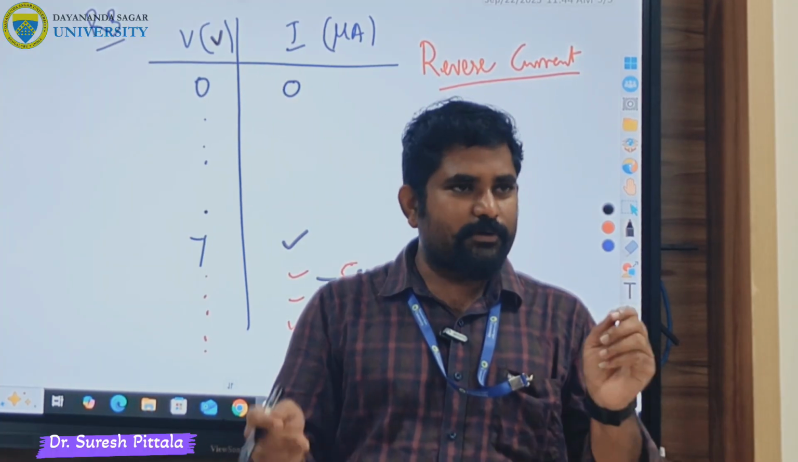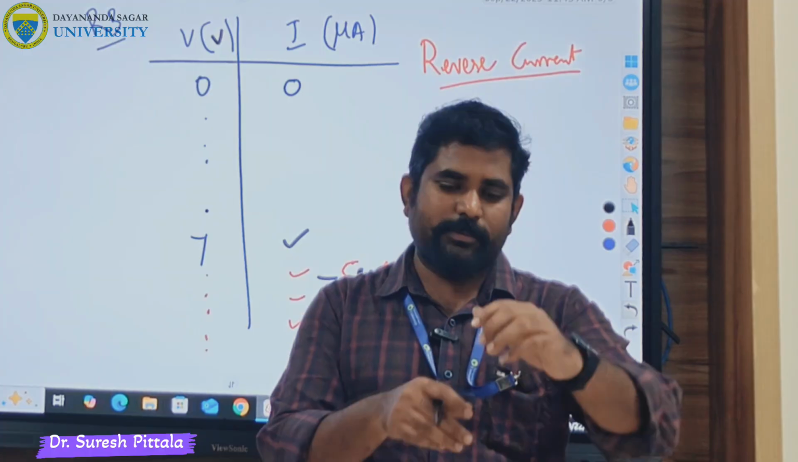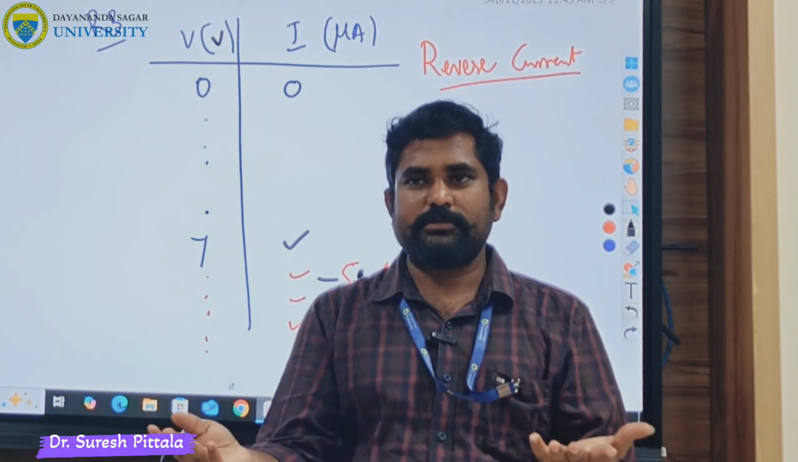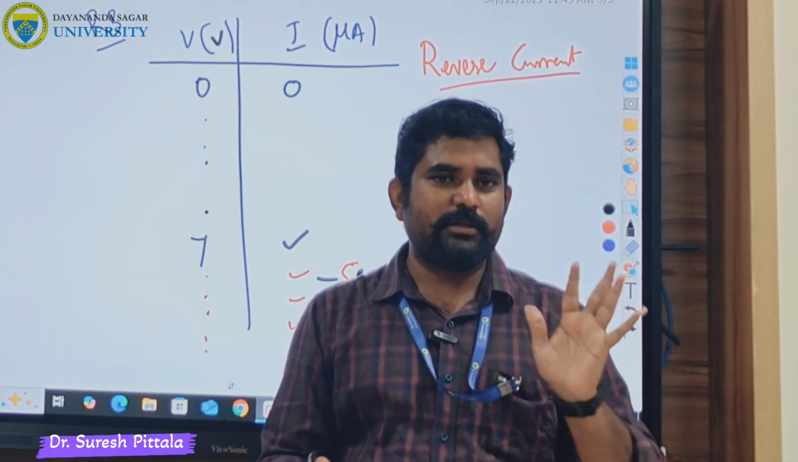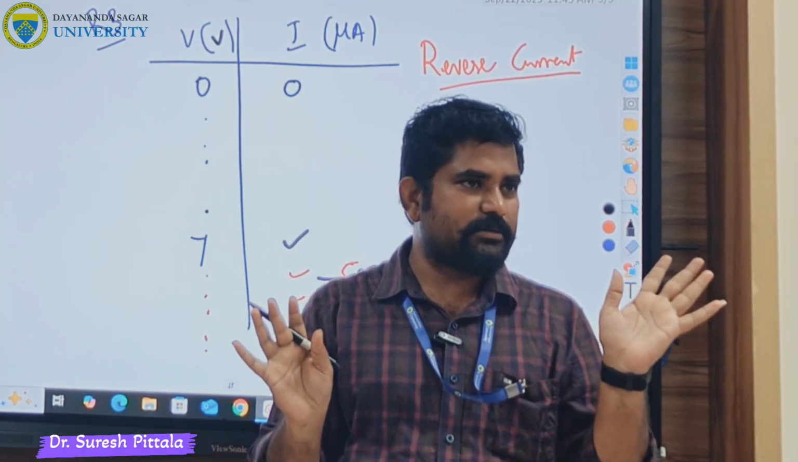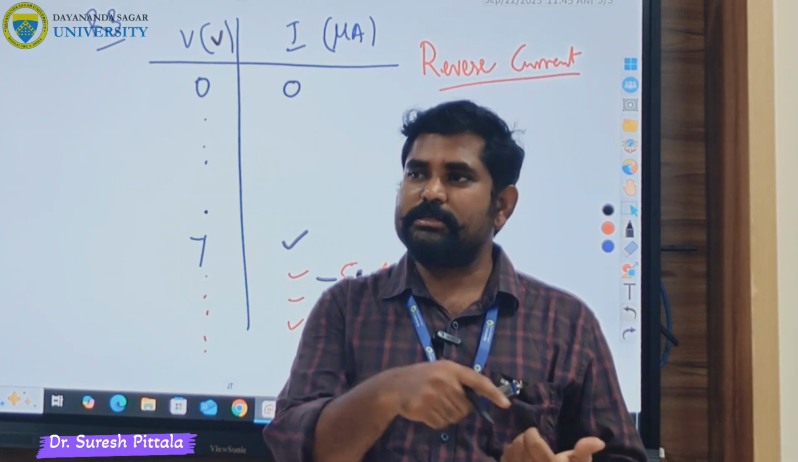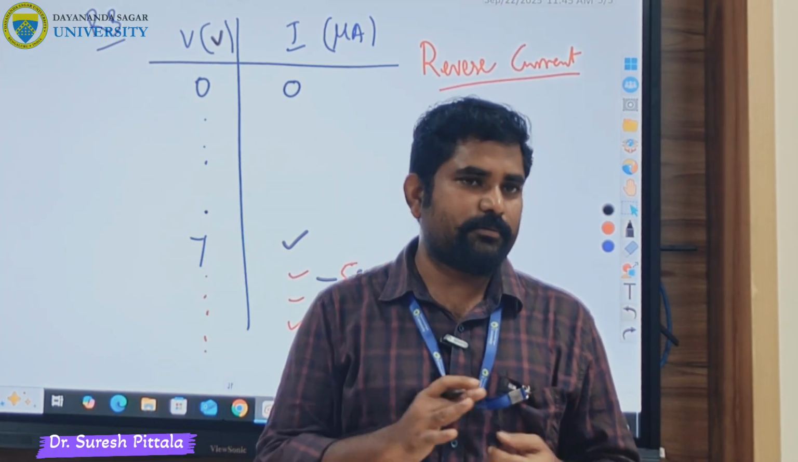Enough. Then you connect to the reverse bias, you know how to do it. Simply change the terminals of the battery. If the battery is fixed, change the Zener diode terminals. Anything is fine. Whatever is feasible there, you do it. You know which is the P side and which is the N side by looking at it. No need to ask anybody. Once you change it, you should see the reverse voltage and reverse current. Those values you have to plot.